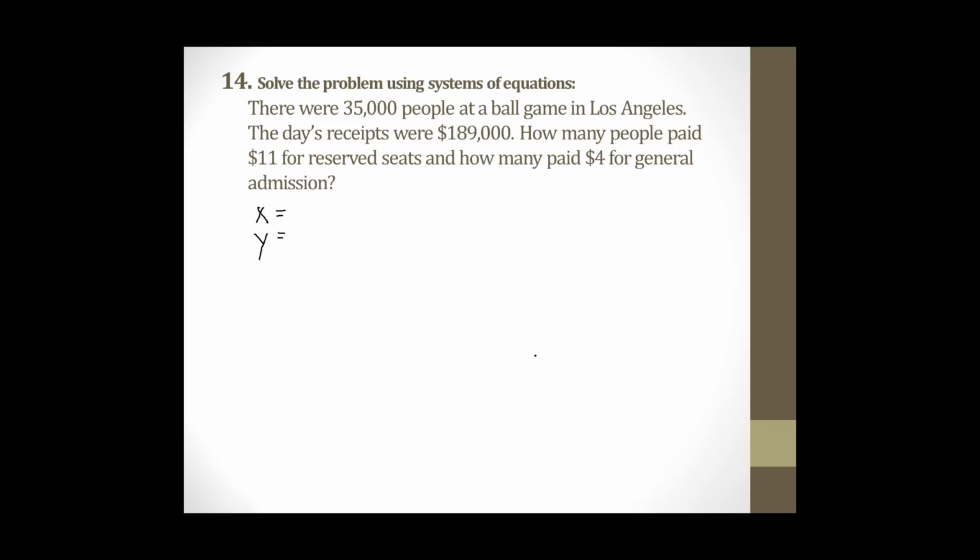Okay, your X, we got some answers here, is the reserved seats. That's good. Reserved seats. And what would you call your Y? Your Y is then the general admission. Nice job. Okay, now we have to come up with our first equation where we somehow add the two together and then get like a total amount.